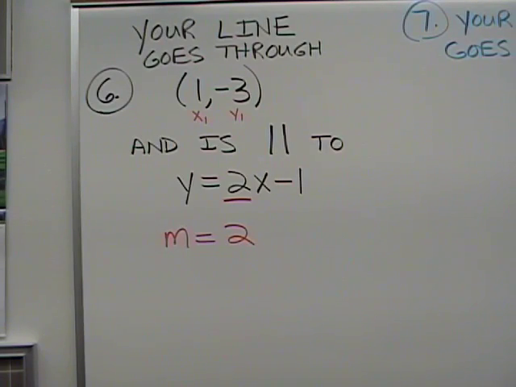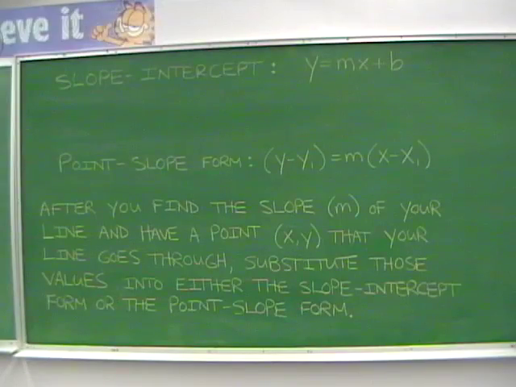Now, what that means is since our line is parallel to the book's line, our slope is also going to be 2. Now, we need to take this information and also the information about the point that goes through our line, the x1, y1, and we have to combine that information to somehow come up with an equation. How do we do that? Here's how we do it.